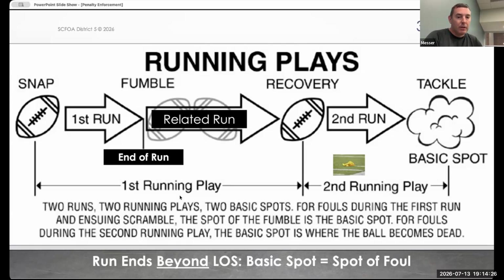All right, so we have a little diagram with snap, first run, fumble, end of the run, recovery, second run. We have a foul. So the run ends beyond the line of scrimmage. The basic spot is going to be the spot of the foul, right? Because the second run ended here, which is in advance of the foul.